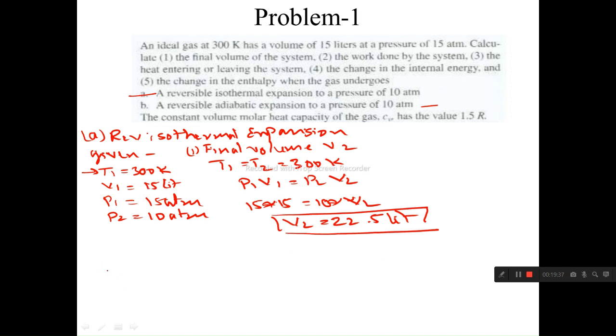Then the second one is the work done by the system.